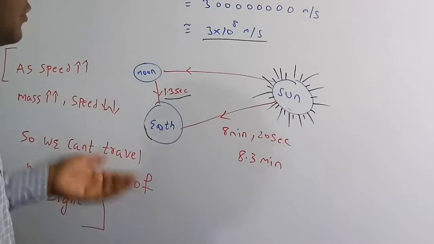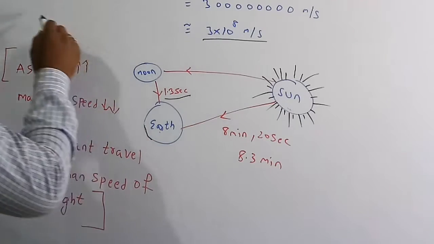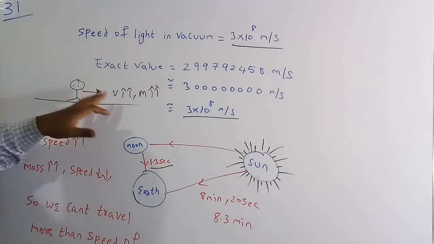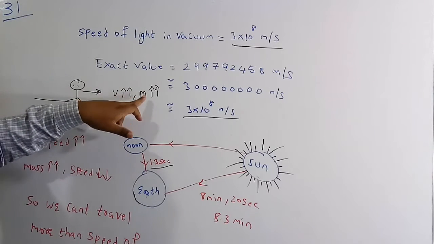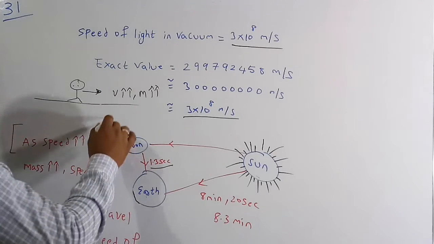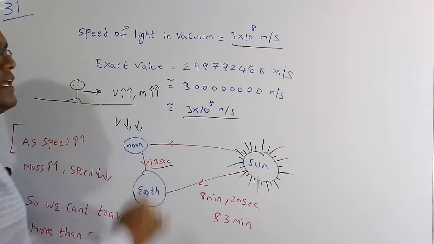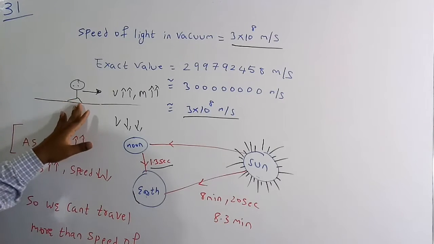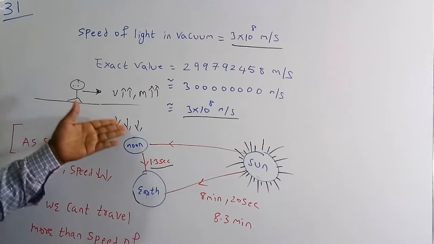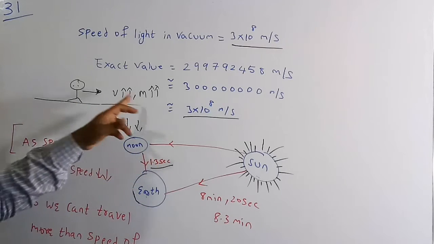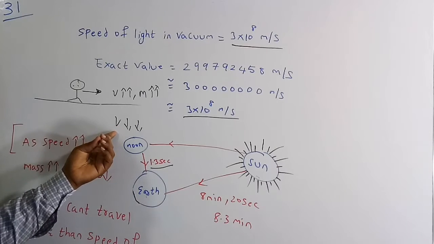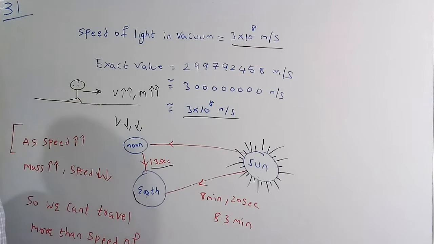Suppose there is a person who wants to travel with the speed of light. He increases his speed, but his mass also increases. As the mass increases, his velocity decreases. So finally we can conclude that this person cannot travel at the speed of light, or more than the speed of light. If he tries to increase his speed, his mass also increases, so his velocity goes on decreasing. So finally he cannot travel at the speed of light.